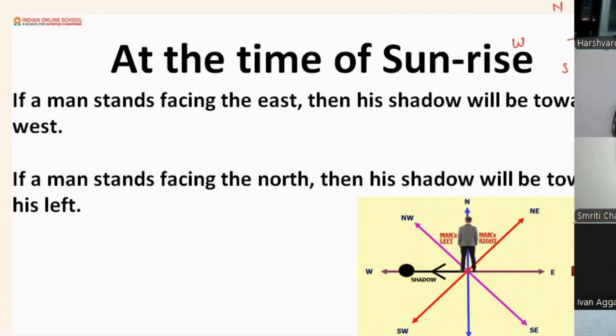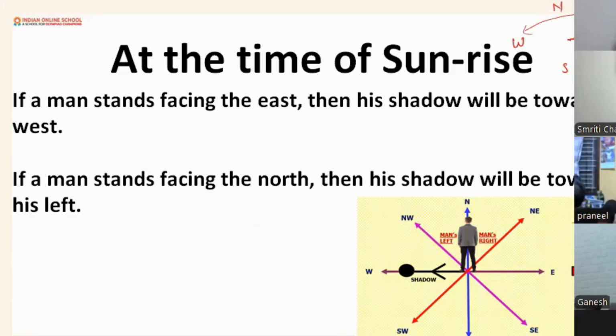Then his shadow will form towards what? West direction. Okay, if somebody is standing facing towards east at the time of sunrise, then that person's shadow will always form in the west direction, which means opposite to him. Wherever he is standing, the shadow will form opposite to him.